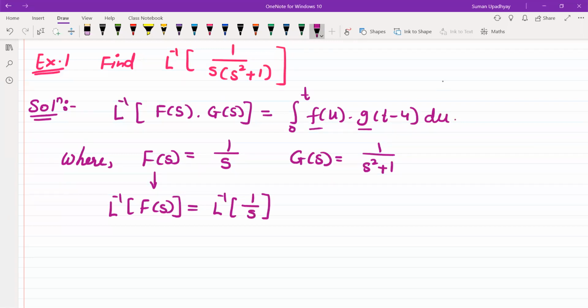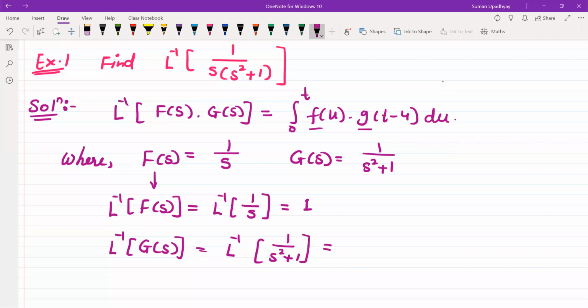Laplace inverse of f of s is the Laplace inverse of 1 upon s. So what is the Laplace inverse of 1 upon s? The answer is 1. Very good. Next we need to calculate the Laplace inverse of g of s. What is the Laplace inverse of 1 upon s square plus 1? It is sin t. Very good. So the Laplace inverse of f of s gives f of t, and the Laplace inverse of g of s gives g of t.